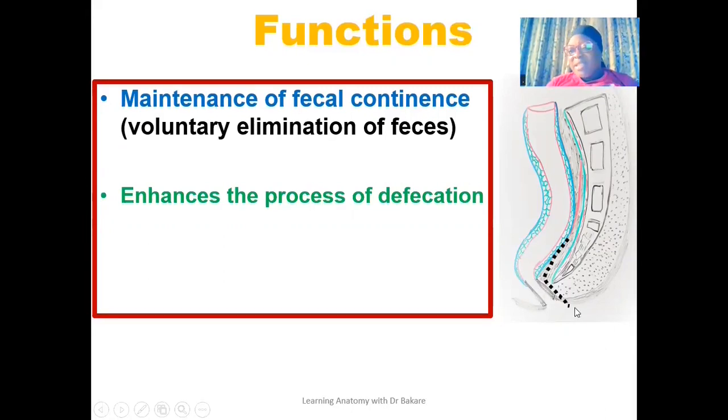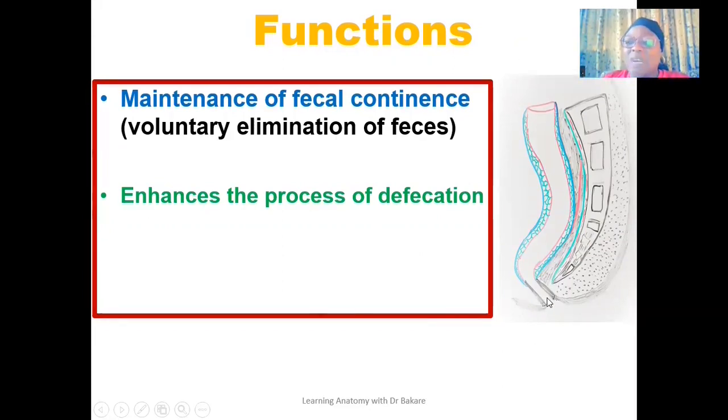So this angulation created here between the rectum and the anal canal at the anorectal junction, the degree of this angle will be increased so that the anal canal will be more straightened. And as it becomes straightened, it's going to allow for easy passage of the feces. So that is how the anal canal also helps to contribute to the process of defecation.